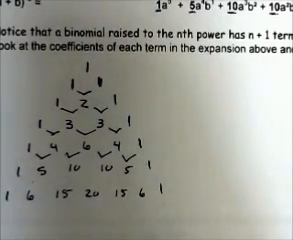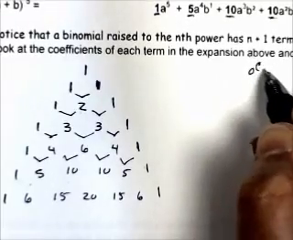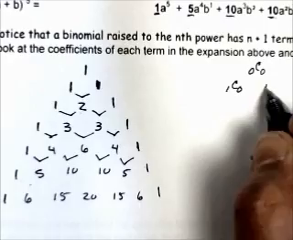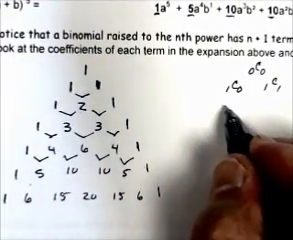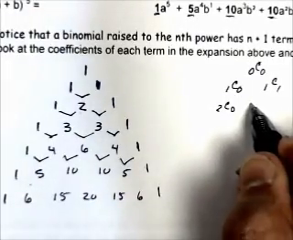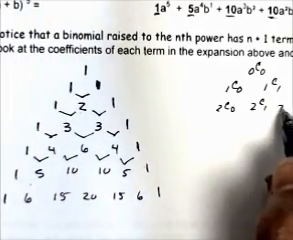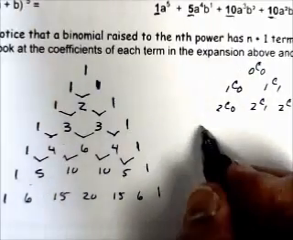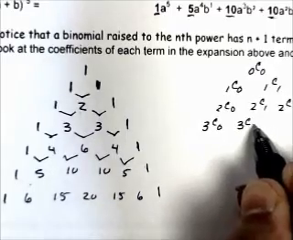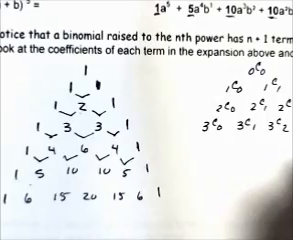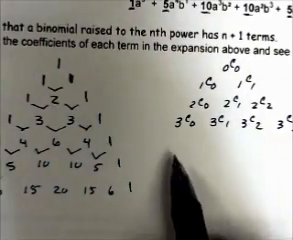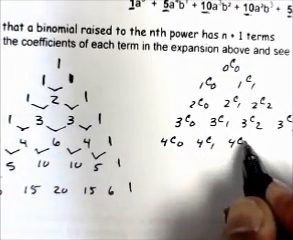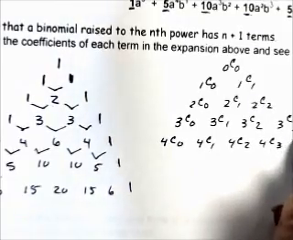These coefficients here also match up with our combinations. If I have 0 choose 0, that's equivalent to 1. 1 choose 0 is equivalent to 1. So is 1 choose 1. Next, 2 choose 0 is equivalent to 1. 2 choose 1 is equivalent to 2, and 2 choose 2 is equivalent to 1. Our next line, 1, 3, 3, 1, is equivalent to 3 choose 0, 3 choose 1, 3 choose 2, and 3 choose 3. Our next, 1, 4, 6, 4, 1 would be equivalent to 4 choose 0, 4 choose 1, 4 choose 2, 4 choose 3, and 4 choose 4.